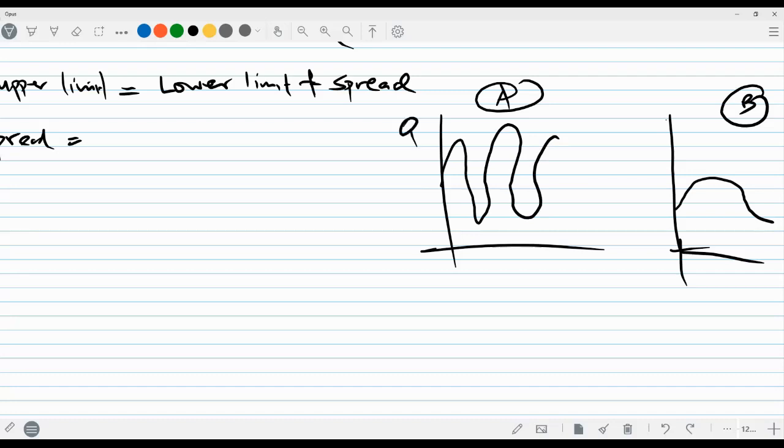This is quantity of cash, this is time. Where do you have more volatility? A. If you have more volatility, there's more risk. You have to use that term. There's more risk in A. Why? Because the cash can move from 10,000 to almost $10 within a very short time.